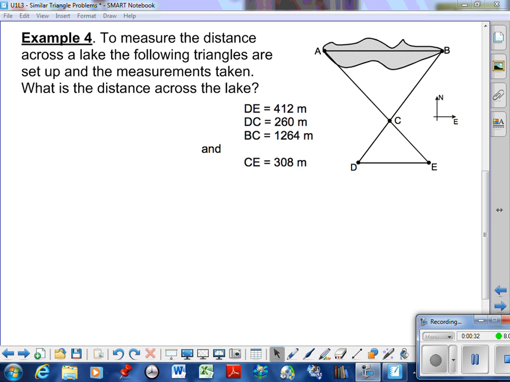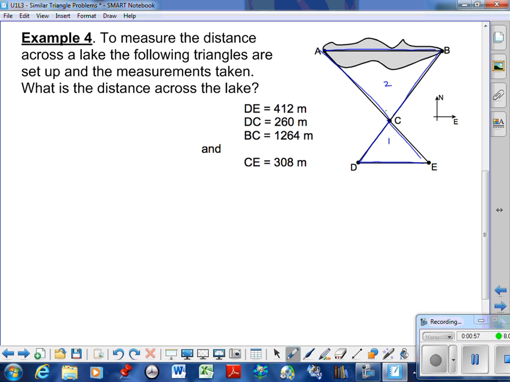So to measure the distance across the lake, for this example, the triangles are set up. So what are the distances across? We already have the diagram here. Here's our first triangle, and here's our second triangle. Okay, so we have our two triangles, 1 and 2, and we have some measurements. Since the diagram's already done, I'm going to jump ahead and set up the ratio.